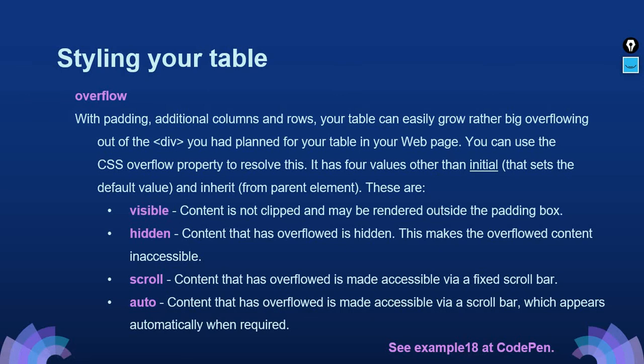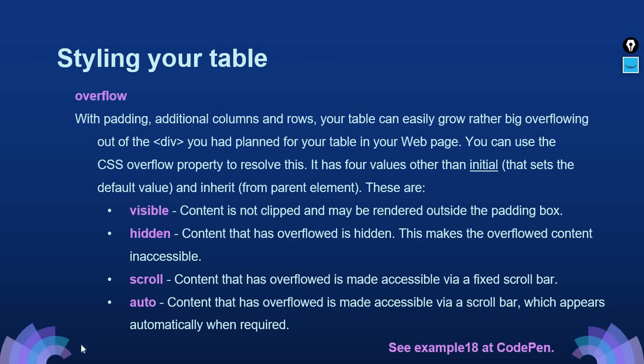With visible, content is not clipped and may be rendered outside the padding box. With hidden, content that has overflowed is hidden, which makes the overflowed content inaccessible. For scroll, content that has overflowed is made accessible via a fixed scroll bar. And for auto, content that has overflowed is made accessible via a scroll bar, which appears automatically when required.